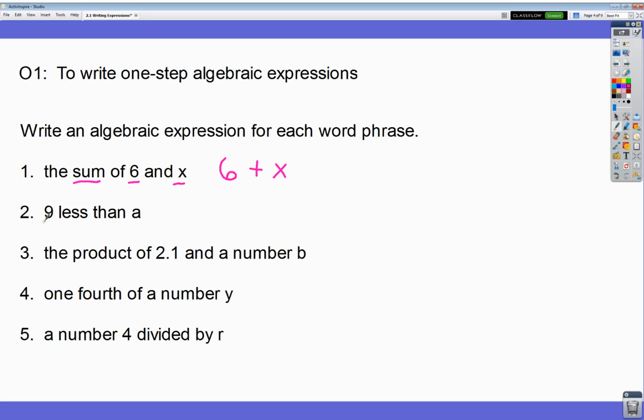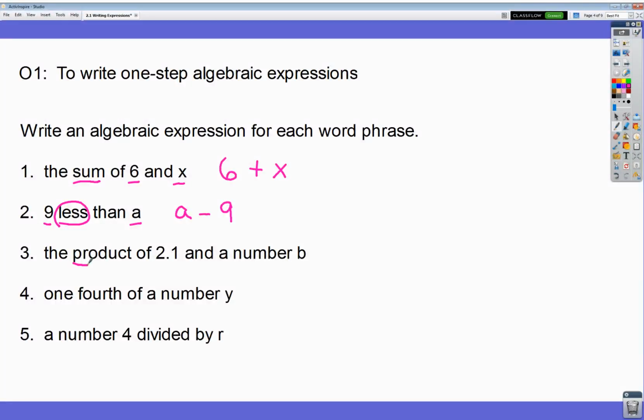Number 2 asks us to find 9 less than a. Now, these are the problems that people often get mixed up. They see that the 9 comes first and they write 9 minus a, but that's not correct. It's 9 less than a. So we're starting with a. We have 9 less than a. So whatever a is, we have to take 9 off of a, and we have a minus 9.